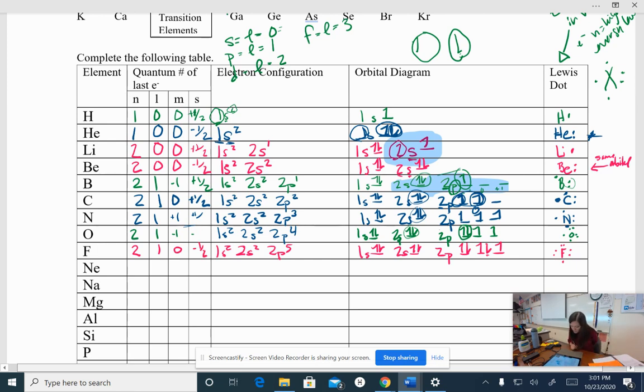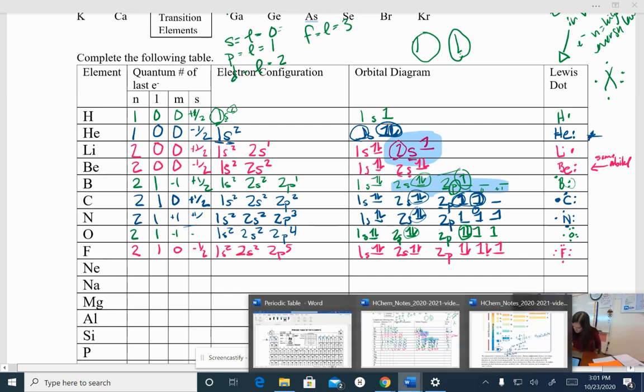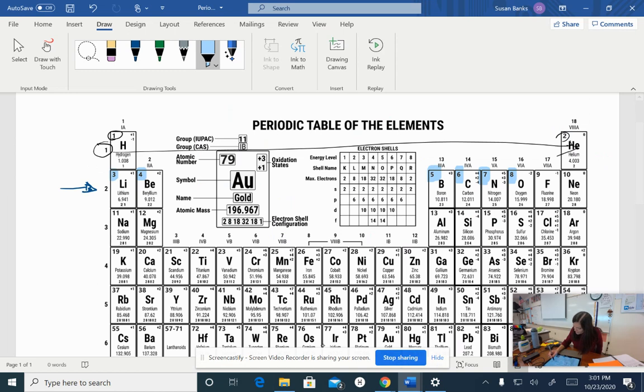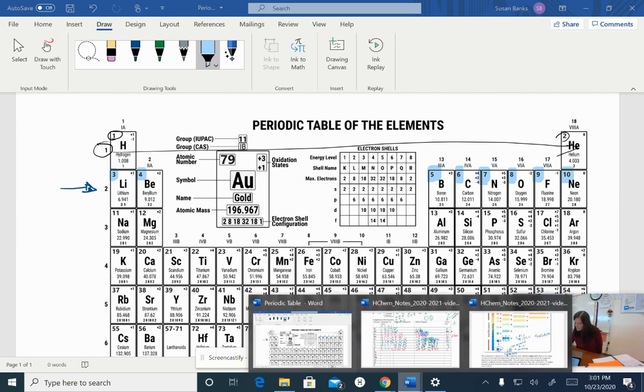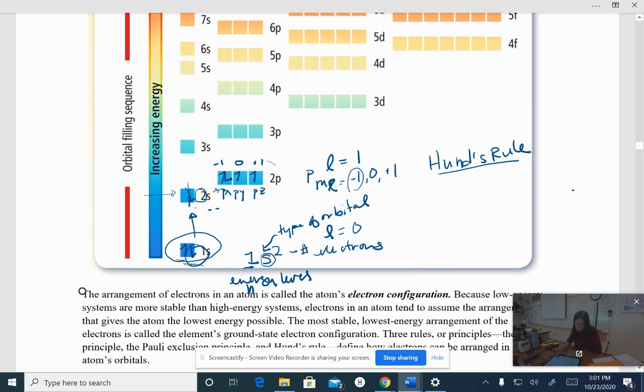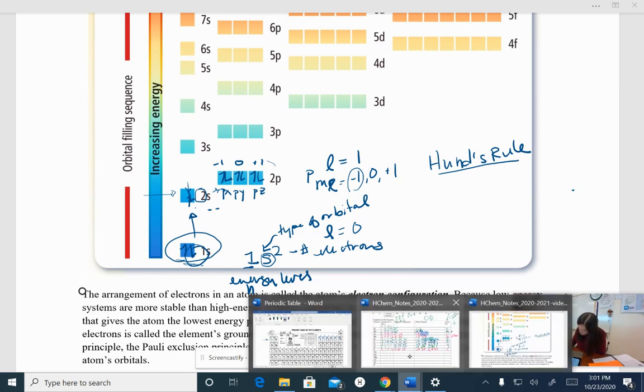Okay, so neon. Let's have a look at neon. If I look at neon, I am going to grab 10 electrons. Let's look at the hotel and see where I need to put that 10th electron. That 10th electron is going to go right here.